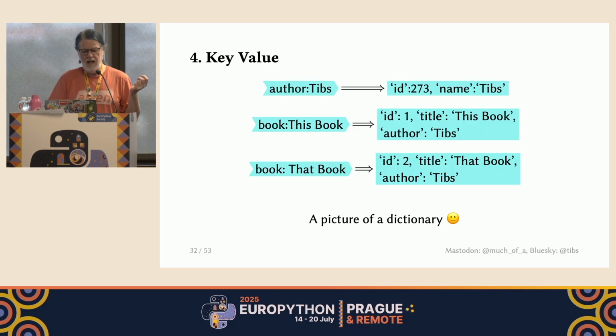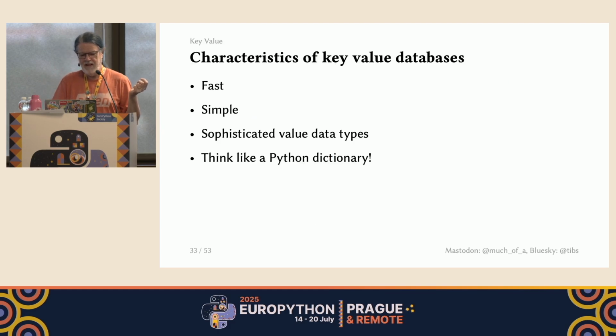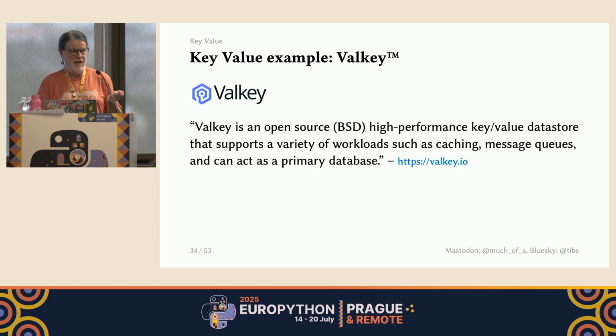Key values. So here we've got, well, it's a dictionary. It's actually a dictionary of dictionaries. It's a picture of a dictionary. Key value databases tend to be fast, that's their aim. They tend to be relatively simple, it's keys and values. They tend to have sophisticated value data types. Think of a Python dictionary, they're a very nice fit for Python.